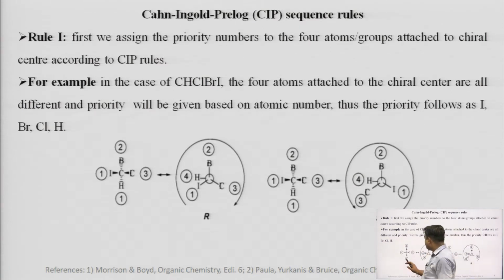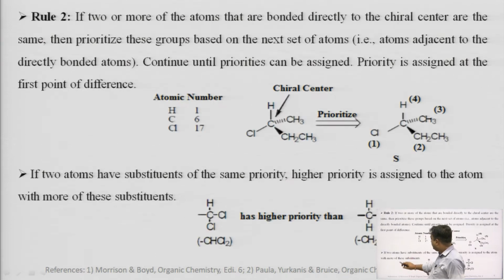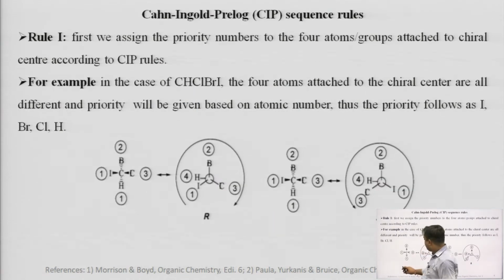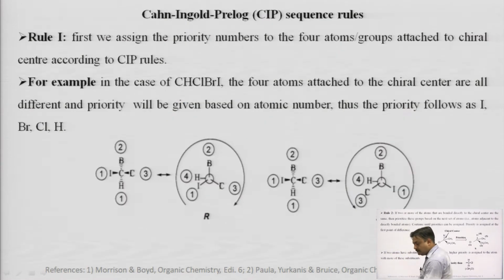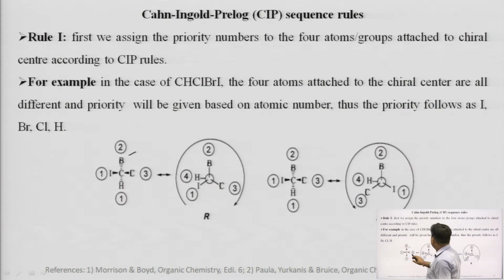Okay. So, on the basis of atomic number, we are giving the priority. This particular carbon is a chiral carbon, because it is attached with 4 different groups, that is iodine, bromine, chlorine and hydrogen.